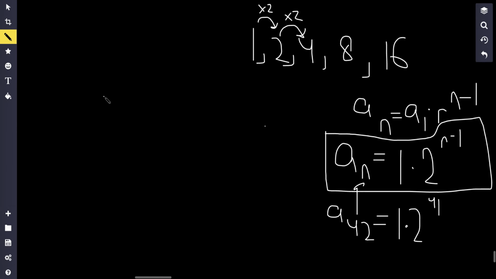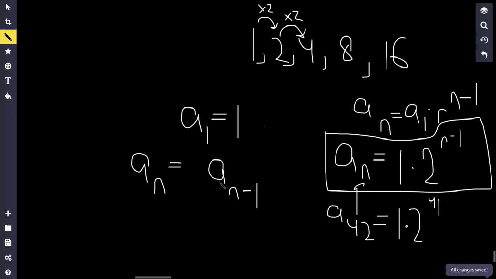Now, here's what we're going to do. Once again, we're first going to list out what our first term is. So our first term, a sub 1, is going to be equal to 1. And then for our second part, what I'm going to write down first is a sub n equals a sub n minus 1. And then let's just stop here and think about it, okay? Now, a sub n is the nth term, and a sub n minus 1, remember, that's the term behind the nth term.